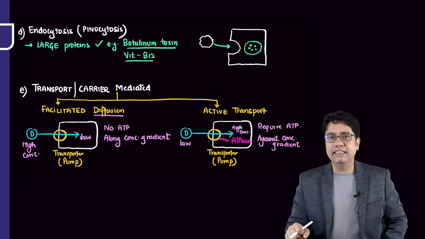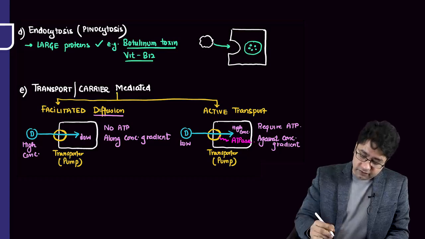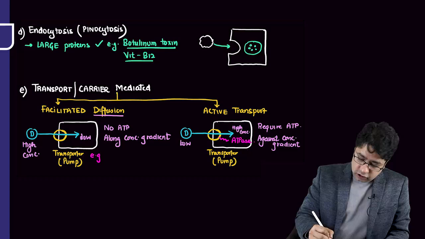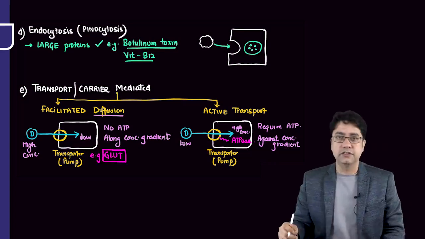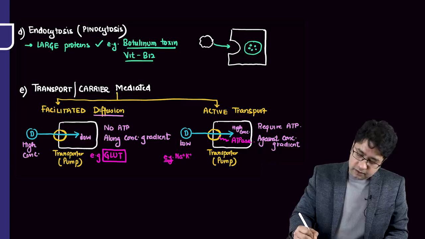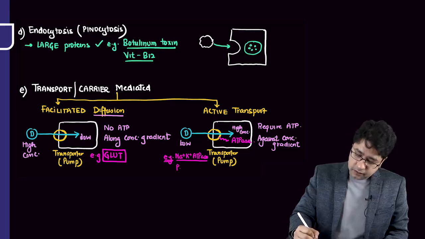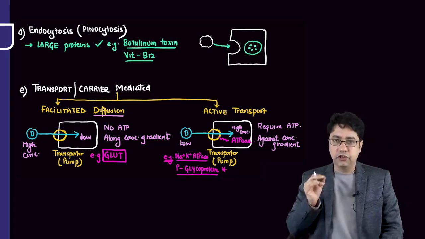Any example of facilitated diffusion, any transporter? Yes, we will write a transporter known as GLUT transporter, that is glucose transporters. And any example of active transport? Yes, sodium potassium ATPase. So you can see the word ATPase is coming. Another example we will write is P-glycoprotein. We will discuss this P-glycoprotein shortly.